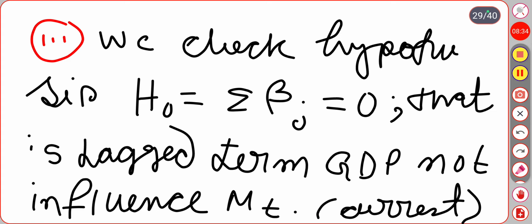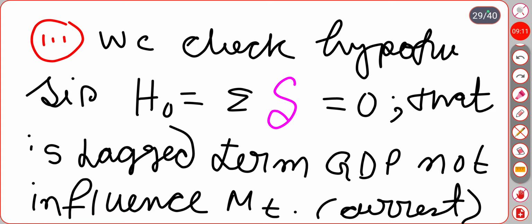There is a mistake here: the term should not be beta, the term will be delta. The coefficient of GDP will be delta. So is delta equal to 0 or not? If 0, that means there is no relationship between current money supply and the lag value of GDP. But if not, then there is a relationship between current money supply and the lag value of GDP.